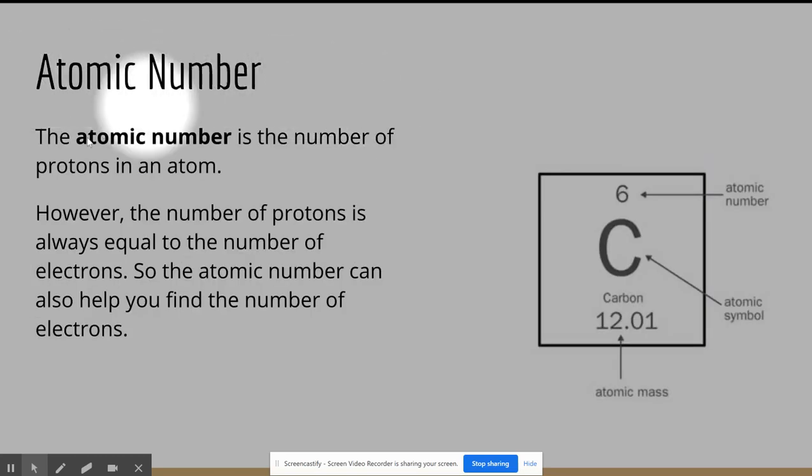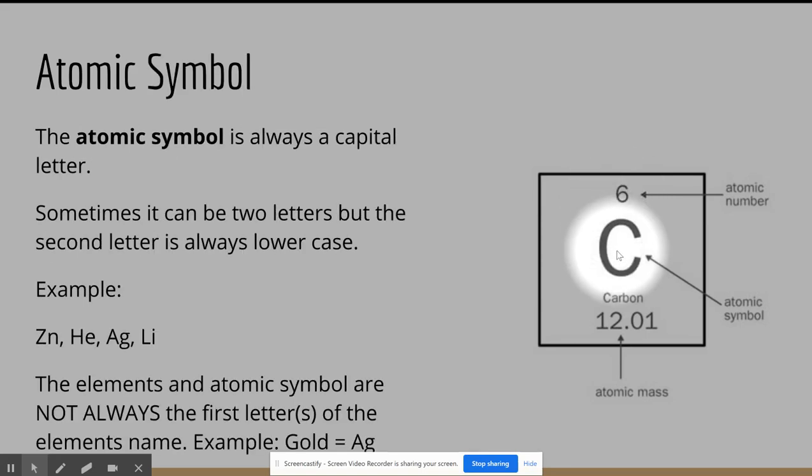The atomic number is this number up here at the top, and that is the number of protons. The atomic symbol. This is always capital, period, the end. Sometimes there's 2 letters. Some examples of 2 letter ones would be Zn, He, Ag, and Li. And they're not always the first letter of the word in English, because English isn't the only language that exists out there.